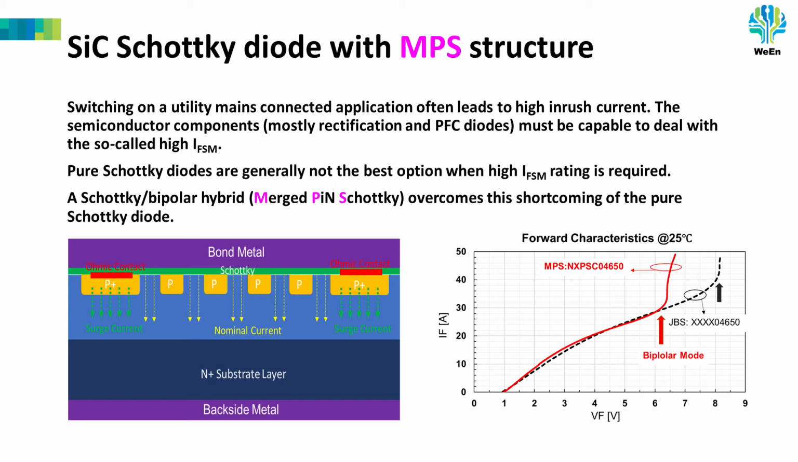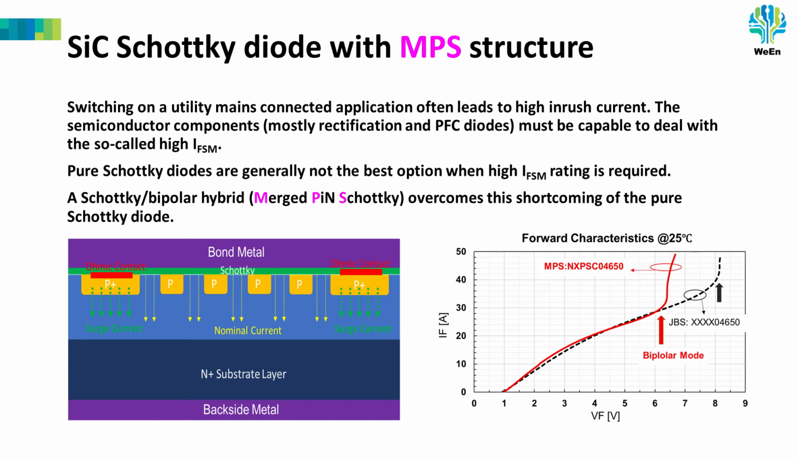A Schottky bipolar hybrid, the so-called merged PiN Schottky, overcomes this shortcoming of the pure Schottky diode. Let's have a look at the side view of the die of a SiC Schottky diode with MPS structure. We see with the yellow arrows the nominal current. On the sides we see special P+ implantations that take care of the surge current. These are actually PN diodes in the Schottky diode.